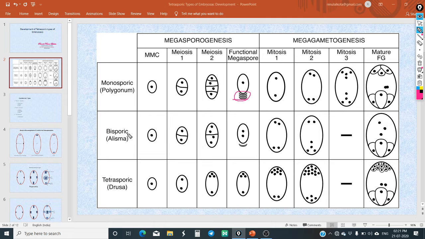So this is regarding our last class. Today we will see the tetrasporic type of development of embryo sac. Here you can see all four nuclei formed as a result of meiosis. If all four nuclei take part in the development of the embryo sac, then it is known as tetrasporic type of embryo sac development. Today we will see what the tetrasporic types of embryo sac development are.